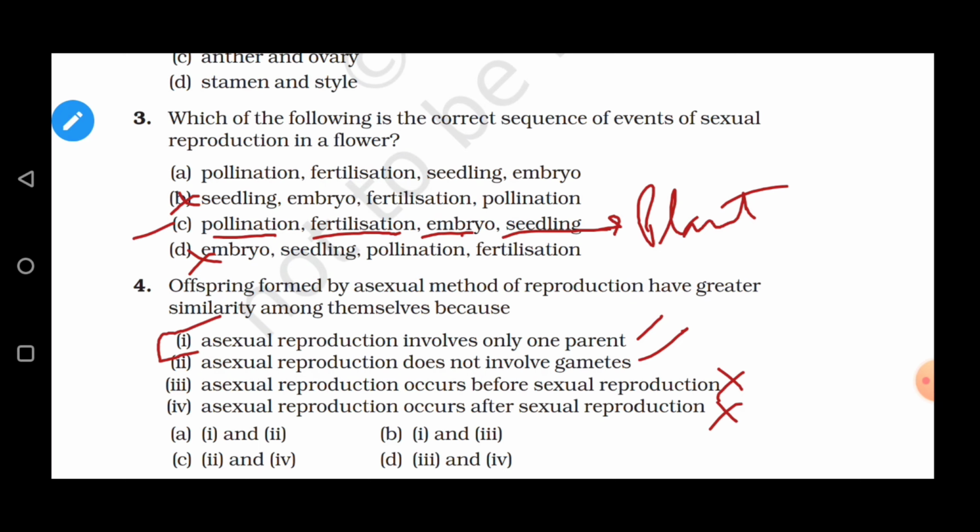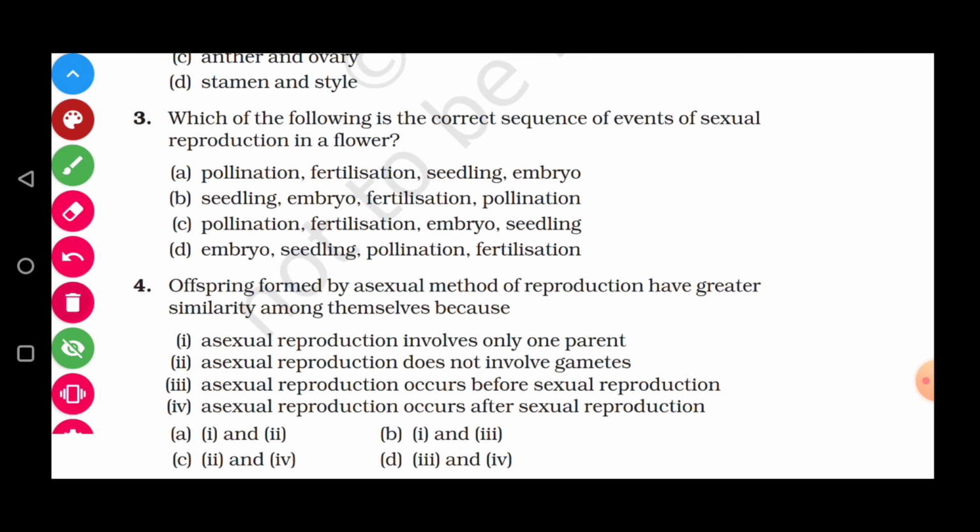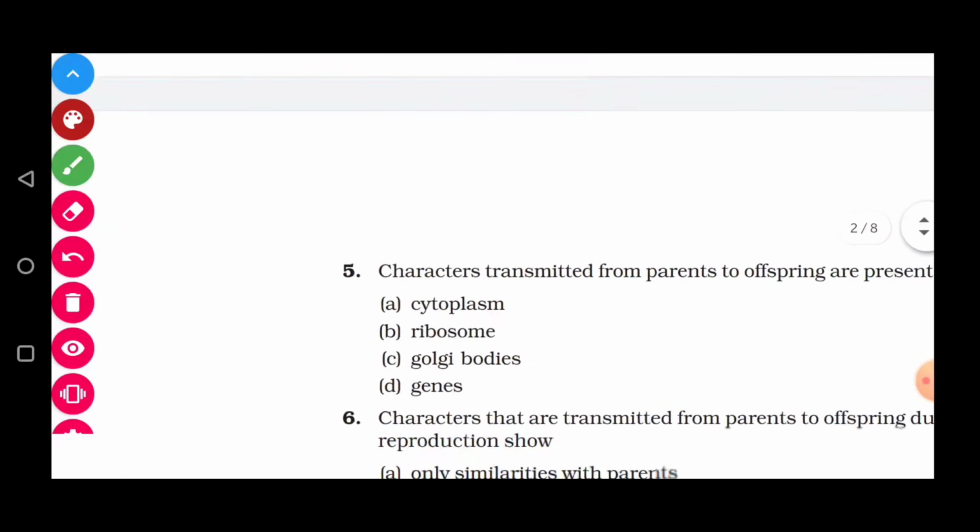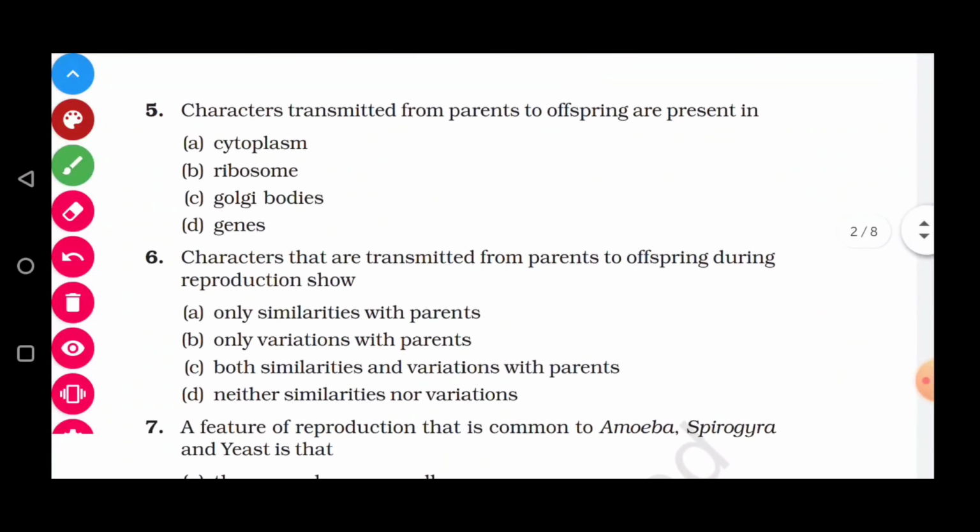We know in the case of asexual reproduction only one parent is involved, and no gametes are involved. This reproduction happens just with the help of one parent. So the correct answer of this question is option A. Options 1 and 2 are the correct options. Now move on to the next question. Question number 5: characters transmitted from parents to the offsprings are present in.